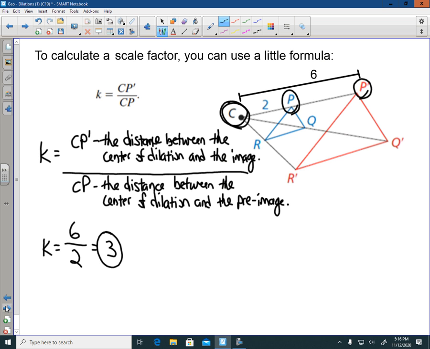And that's where we get that language. When someone says this thing is twice as big as this other thing, what they're talking about is a scale factor. It's 2 times bigger. The scale factor is 2. In this case, it's 3 times bigger. The scale factor is 3. And we can calculate that using that tiny little formula.